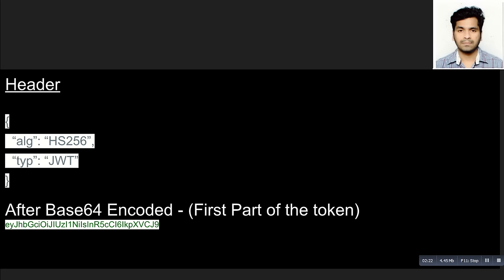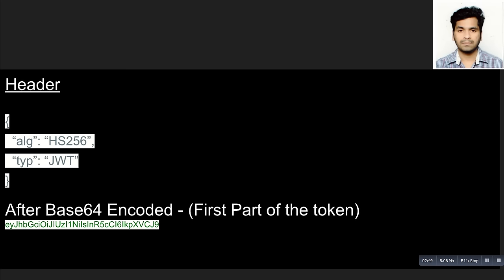How is the header constructed? The header primarily contains the algorithm that is used as part of the JSON Web Token encryption, and the type key. The type key basically says it's a JWT token, that's it. And below you can see the base64 encoded format of the first part of the token.